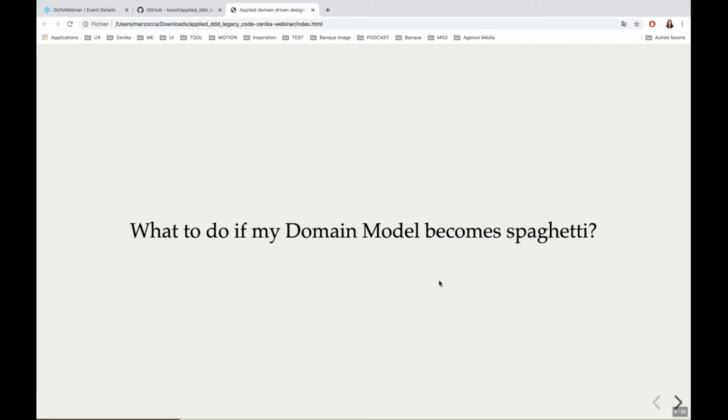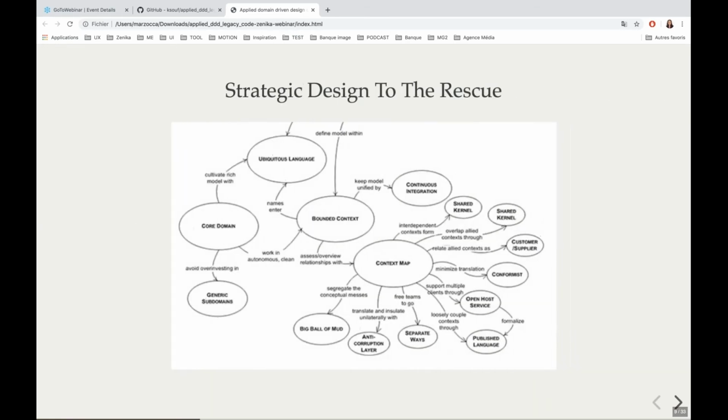So the thing is, at some point that model can become spaghetti with each new feature and all the stuff. So what can we do to keep it concise? To keep it that way, we use what we call strategic design. This is the third part about domain-driven design. One concept is the bounded context.